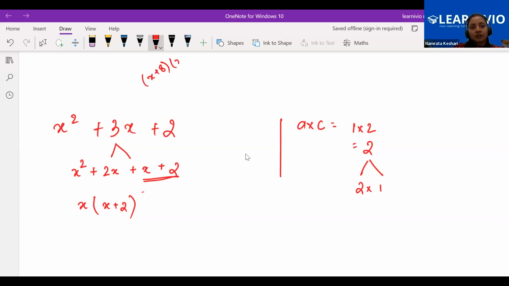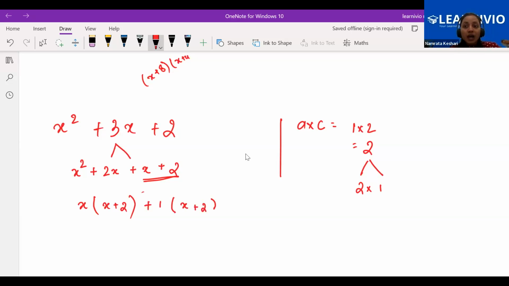Okay. From the next two terms, Farhan, what can be taken out as a common factor? From this x and 2, what can be taken out as a common factor? Ma'am, 1. Yes, Ayan. If nothing is possible, 1 we can take out as a common factor. And the bracket will be the same, x plus 2.